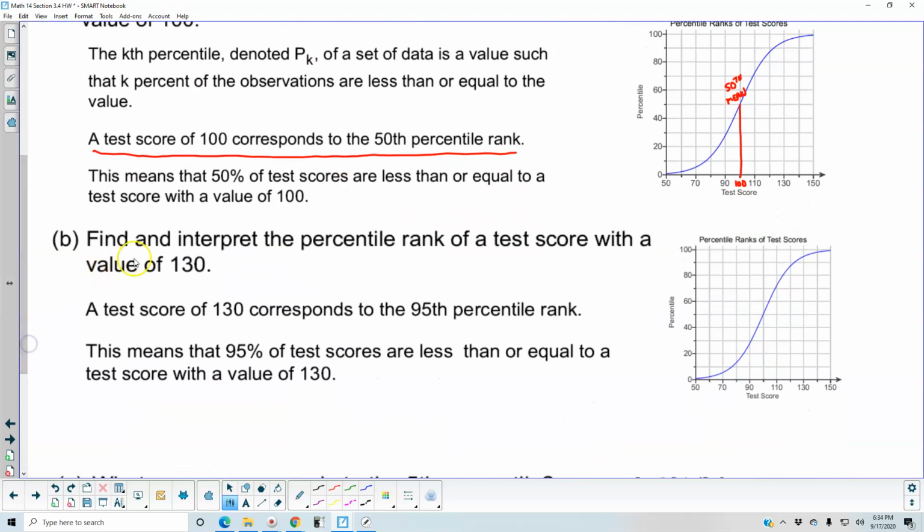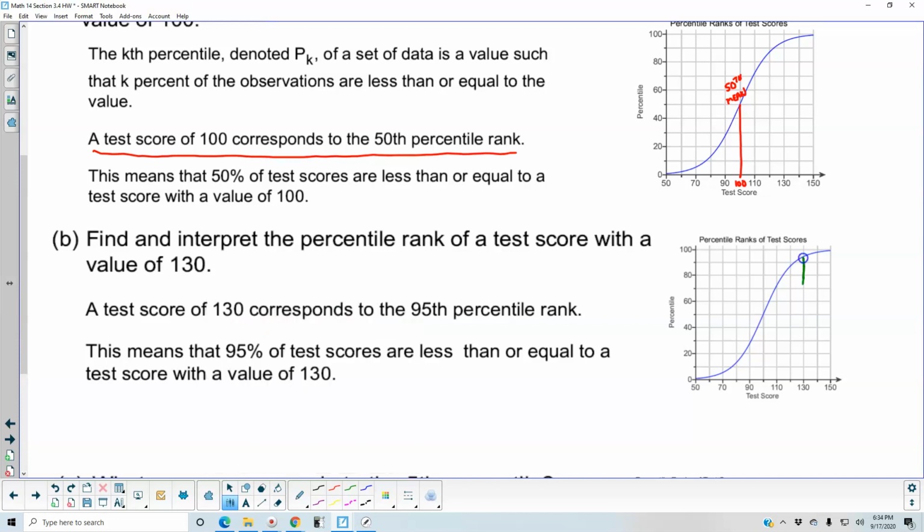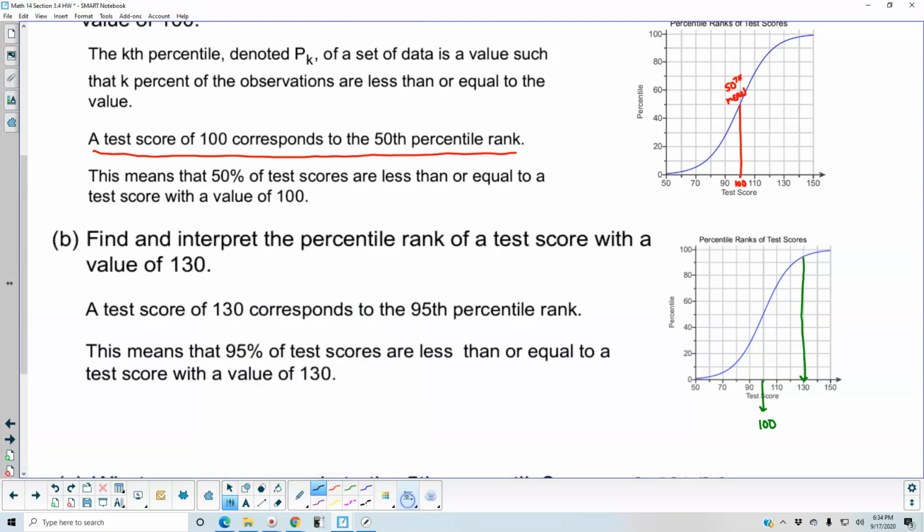Now in part B, we want to find and interpret the percentile rank of a test score with a value of 130. So here I'm going to locate the value of 130. Now recall that our mean is 100. So we need to look at this and say, okay, what do we know about this graph, or is there any information that we can take from this graph?